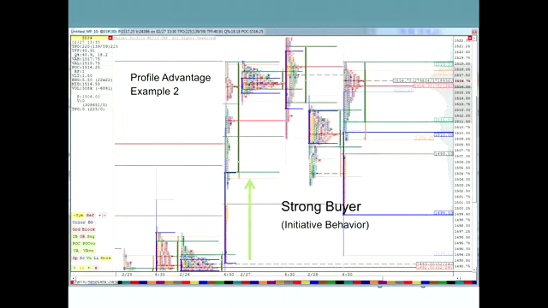Now, I've removed the candles. I have removed the veil from your eyes. You get to see it as it is, all right? This is what's inside those candles. Let's take a look at what was really happening and what the profile tells us.